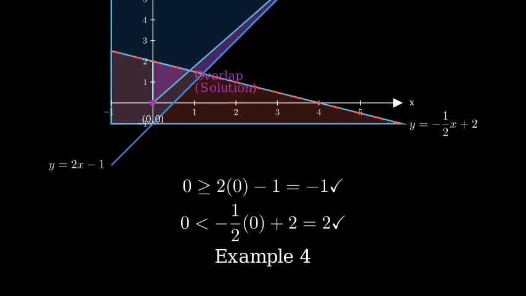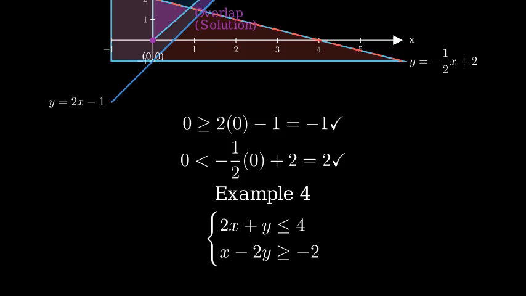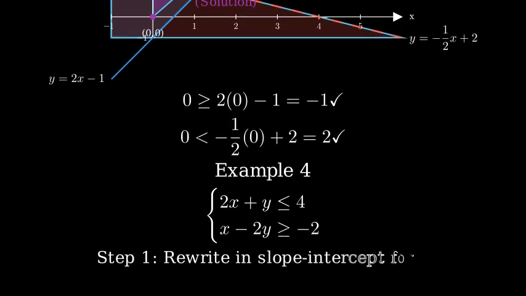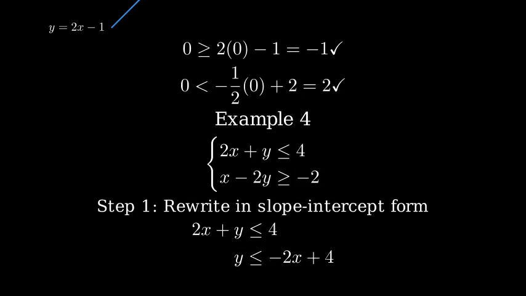Let's look at one more example of a system of inequalities. Here's our system. 2x plus y is less than or equal to 4, and x minus 2y is greater than or equal to negative 2. Step 1. Let's rewrite both inequalities in slope-intercept form. For the first inequality, 2x plus y is less than or equal to 4, we subtract 2x from both sides to get y is less than or equal to negative 2x plus 4.